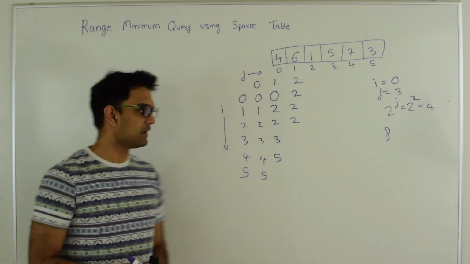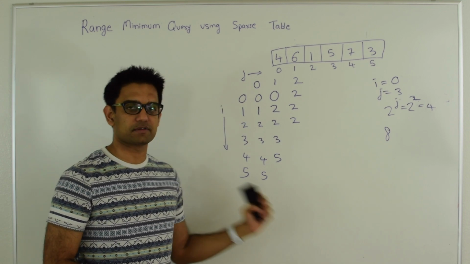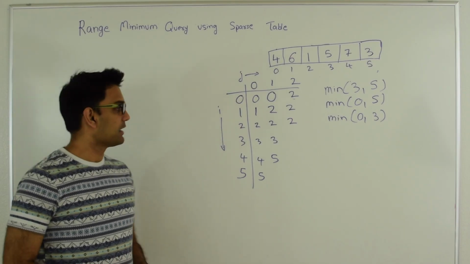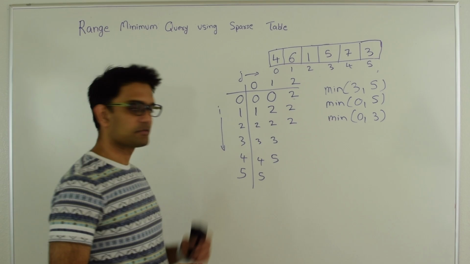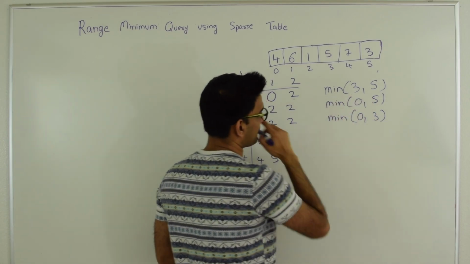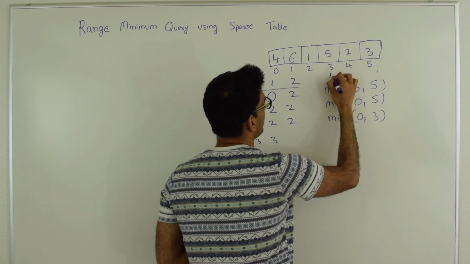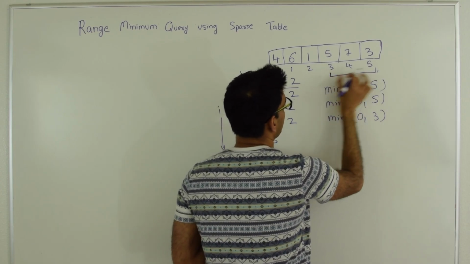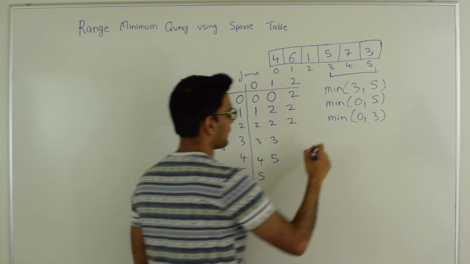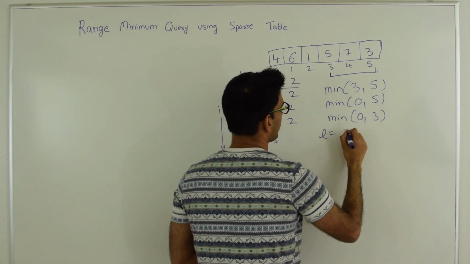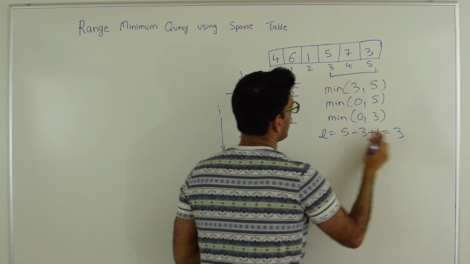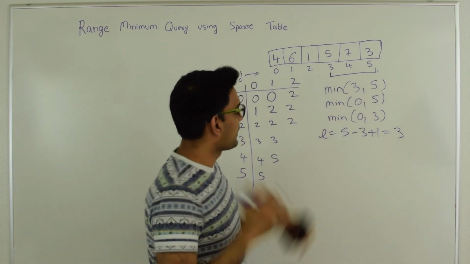So next, let's see how we are going to do a query on this sparse table. Let's see how we can get the range minimum query in constant time using this sparse table. So first I'm trying to get the minimum between 3 and 5. So we are looking for the minimum between index 3 and index 5. First we calculate how many elements there are. So L is equal to 5 minus 3 plus 1, which is 3. So there are 3 elements between 3 and 5.